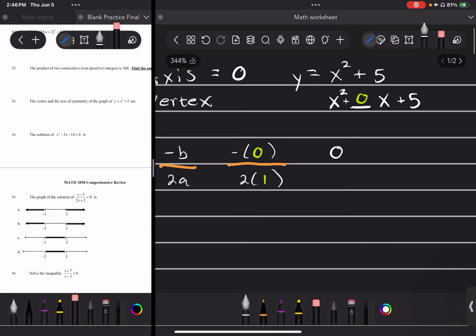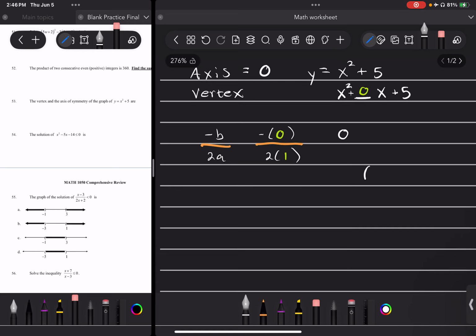So let's go ahead and create our vertex. Our vertex is always a y that is our last term, the number by itself, in this case 5. So if we put in a 0 for our x, we would have 0 squared plus 5, which is just 5. And this is our vertex. Our vertex would be (0, 5), and that's it. That's all we have to do for this question.